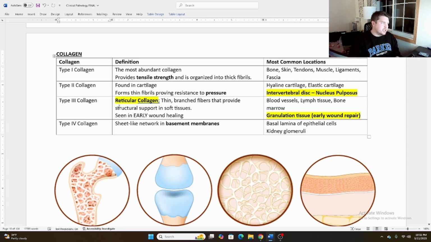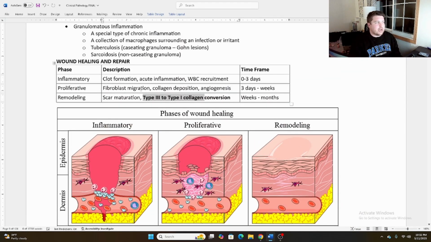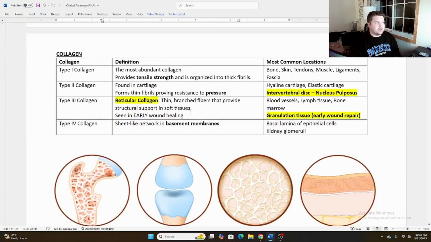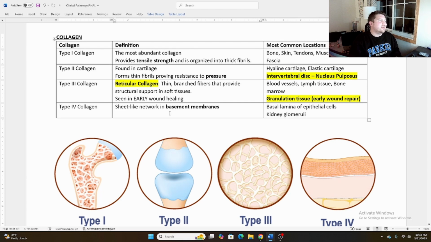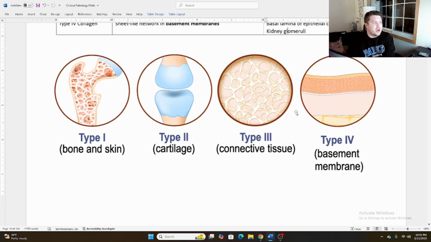Type 3 collagen is known as the reticular collagen, and it is seen in early wound healing. We see that it gets converted to type 1 collagen after it's been processed and put where it needs to be. And it's in the blood vessels, lymph tissue, and the bone marrow. Type 4 collagen, nothing too crazy. It's found in basement membranes, specifically epithelial cells, and also the kidney. Here I have just some images of each of those.